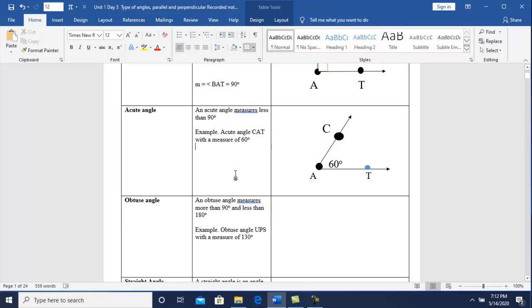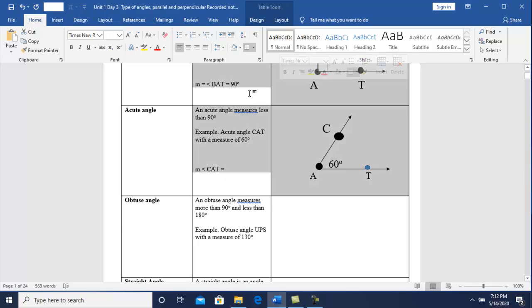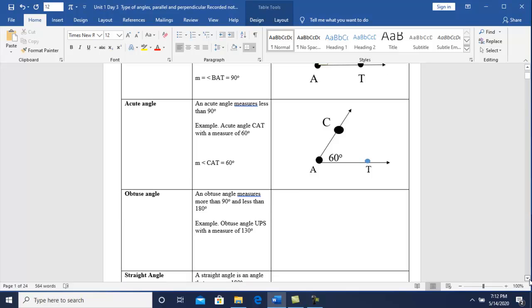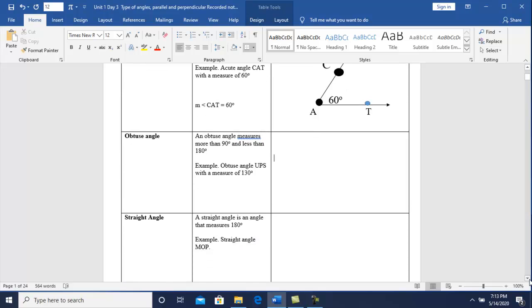And then if we write the name or the measurement, M stands for measure, then the angle symbol, and then CAT, the capital letters. Try again: M for measure, angle symbol, CAT, and that's going to equal 60 degrees. All right. So the next one is an obtuse angle. An obtuse angle measures more than 90 but less than 180.